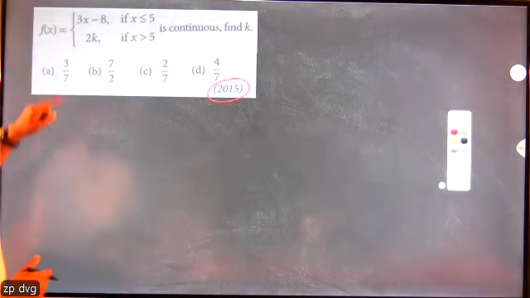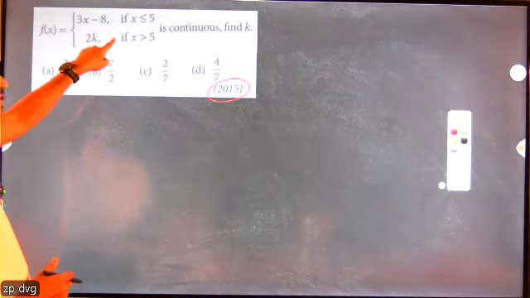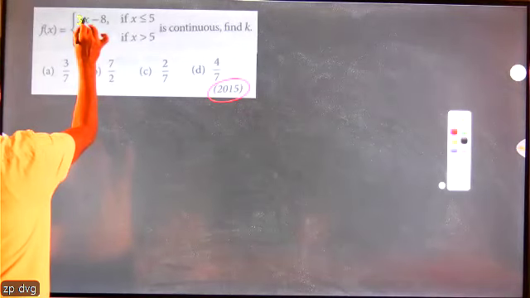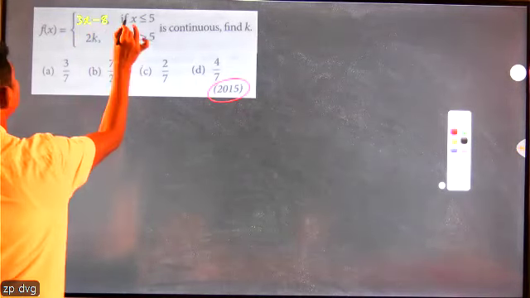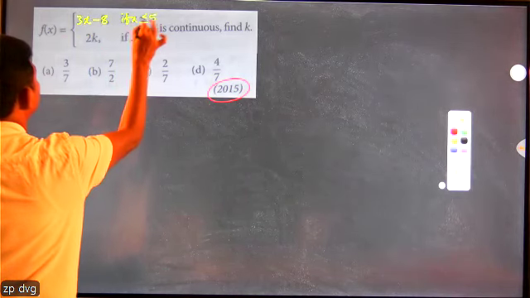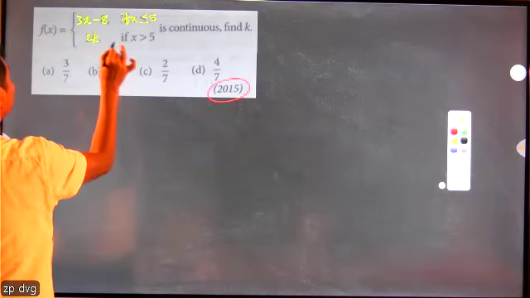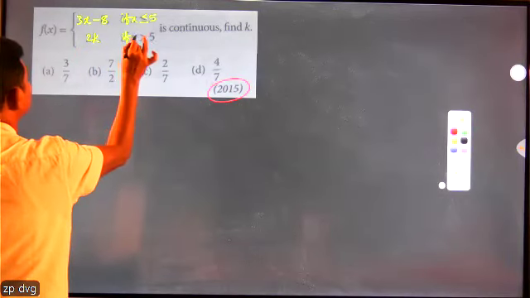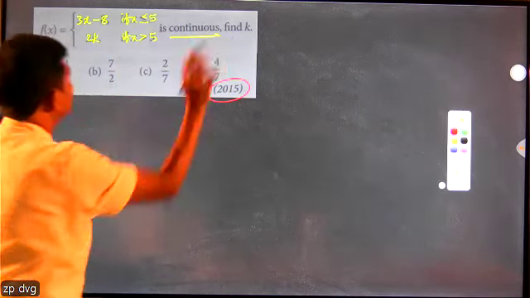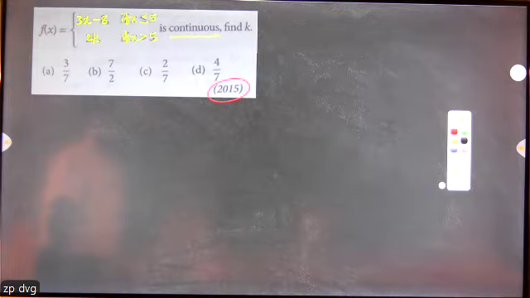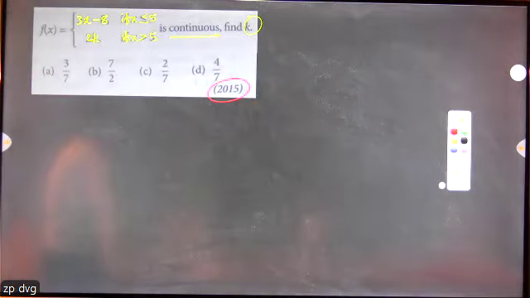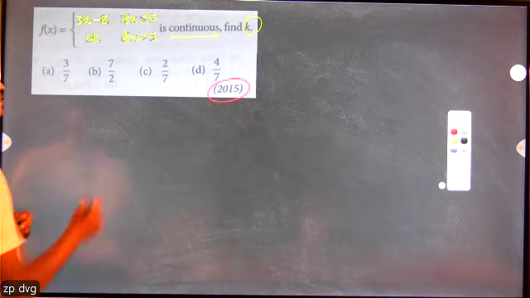What is the question they gave? See, function f of x is given like this. It is a piecewise function. f of x is 3x minus 8 when x is less than or equal to 5, and it is 2k if x is greater than 5. In the question they only say it is continuous. Find the value of k.